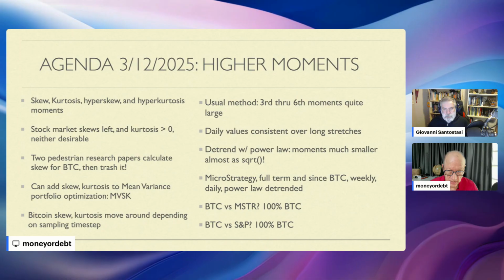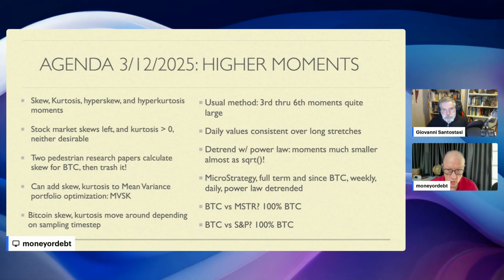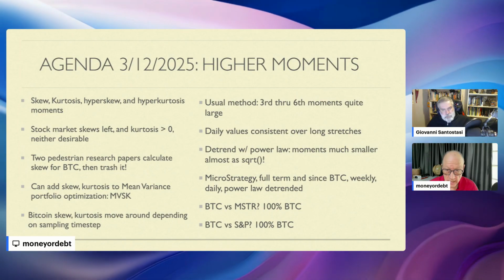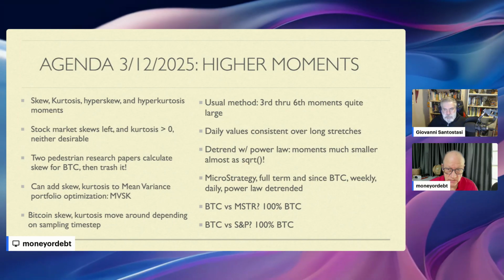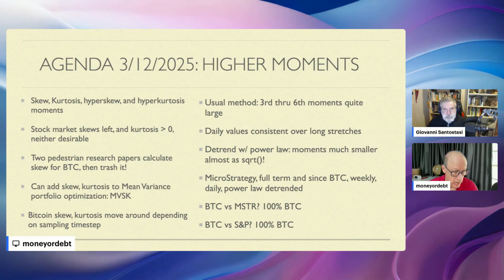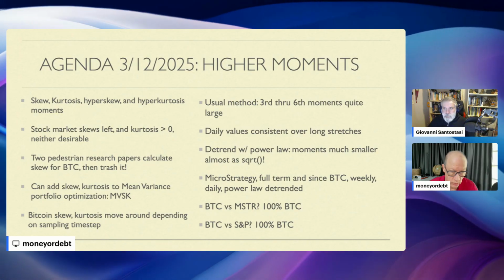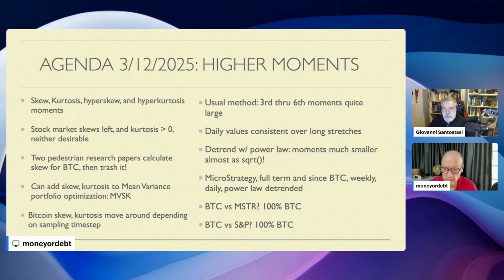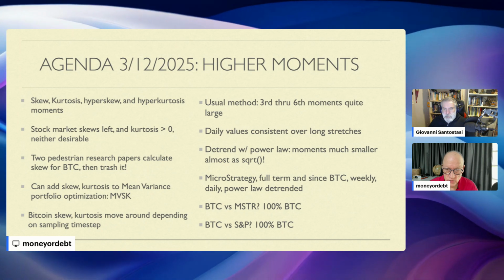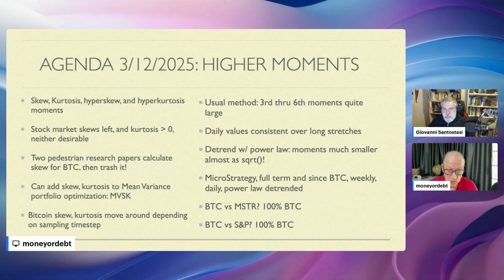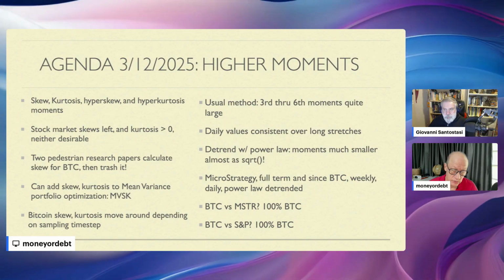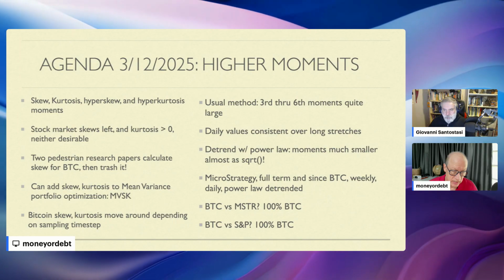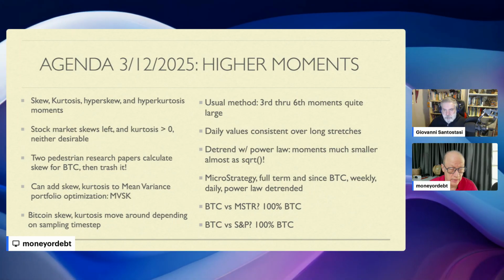So the first thing that you want to think about doing is adding skew and kurtosis. And this is a well-known procedure. It has an acronym, MVSK, which means mean, variance, skew, and kurtosis for optimization. It's an extension of Markowitz mean variance modeling. Now, the Bitcoin skew and kurtosis that I will show you move around a lot depending on sampling time step. And actually, these research papers looked at the same data set, but they couldn't agree what the skew and kurtosis were. So that was interesting too.